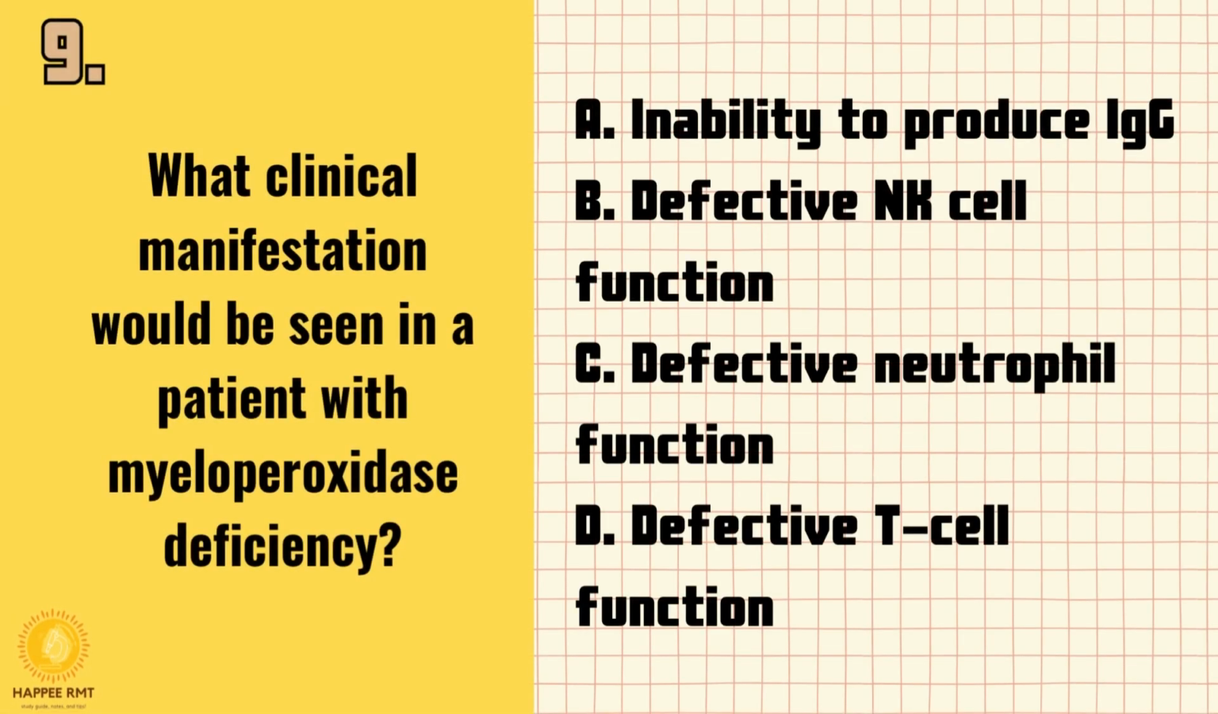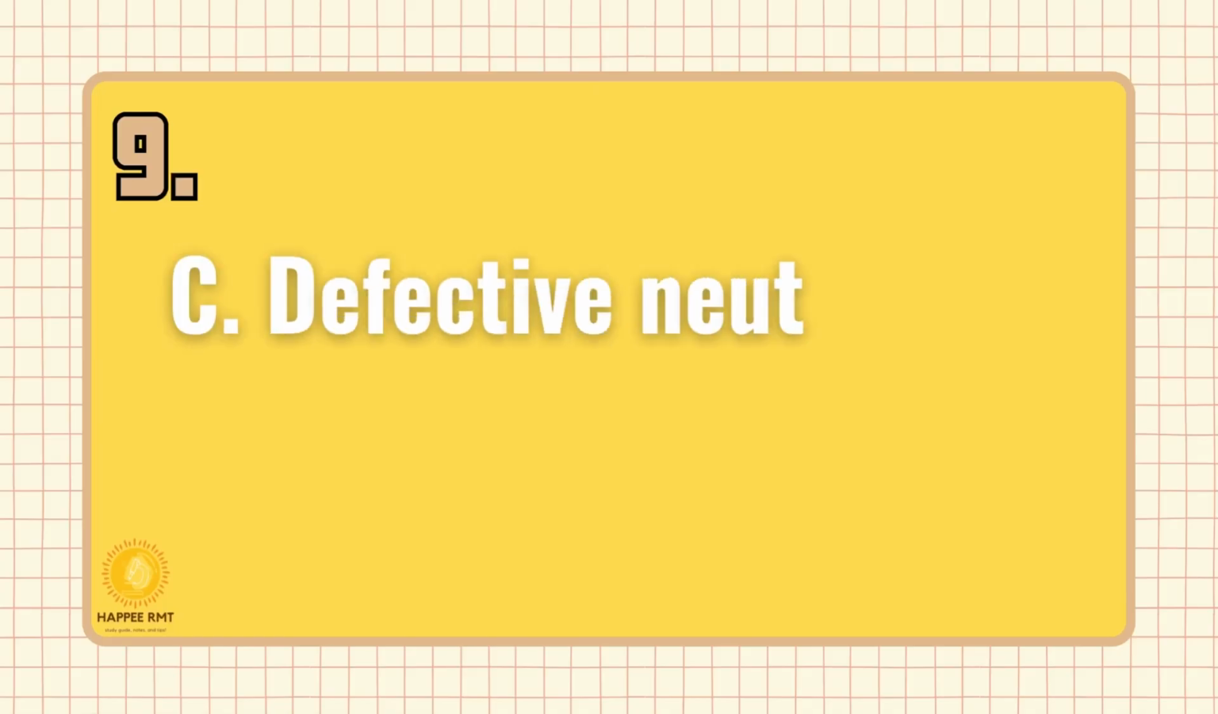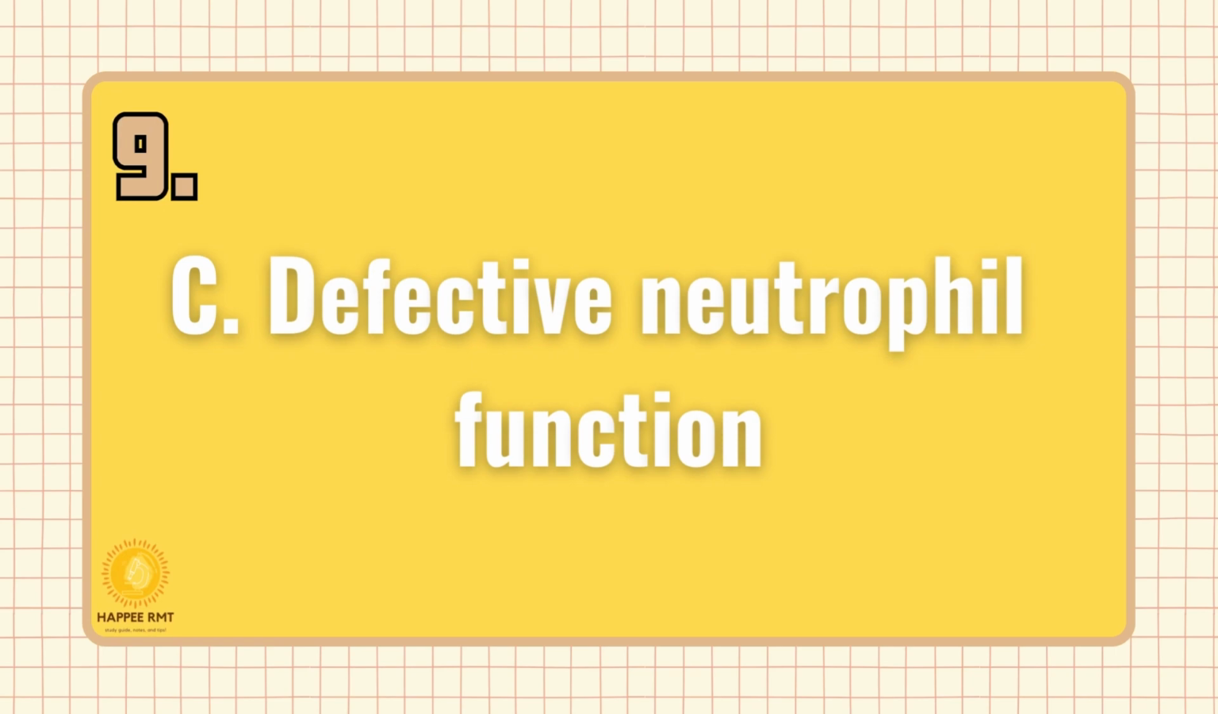Number 9. What clinical manifestation would be seen in a patient with myeloperoxidase deficiency? A. Inability to produce IgG, B. Defective NK cell function, C. Defective neutrophil function, D. Defective T cell function. Answer is C. Defective neutrophil function.